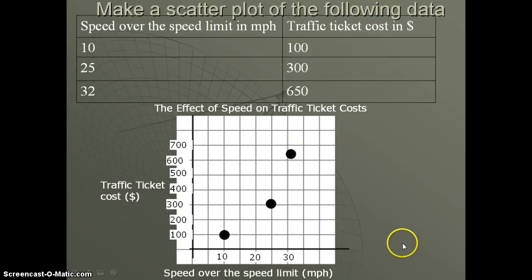So again, this is a scatter plot, so we don't want to connect the dots. We want to see the overall trend. So the overall trend looks like that the faster you go, the more the ticket cost increases. So not only, obviously, the more you're going over the speed limit, the more the traffic ticket will cost, but it looks like as the speed increases, you'll have to pay more and more and more.